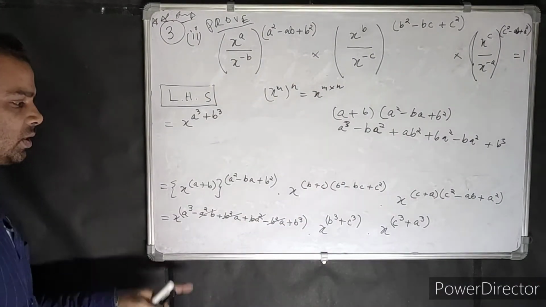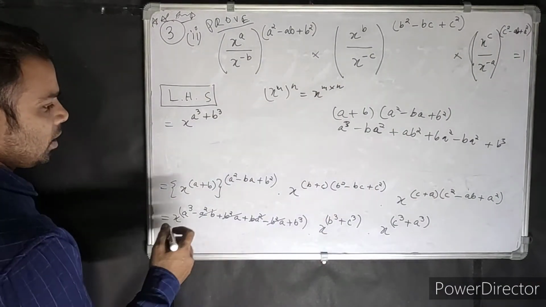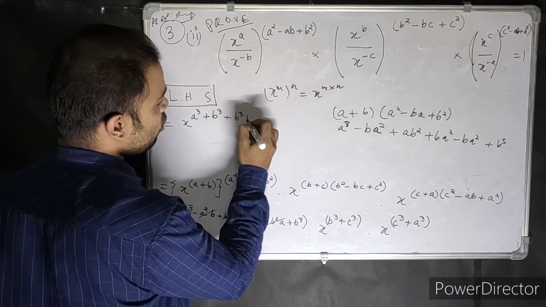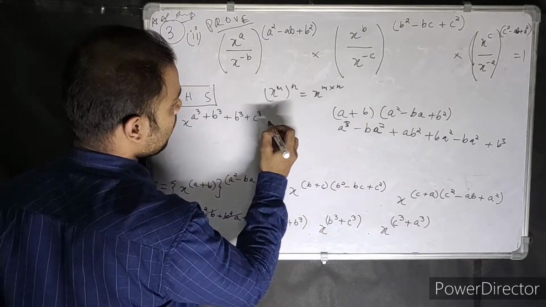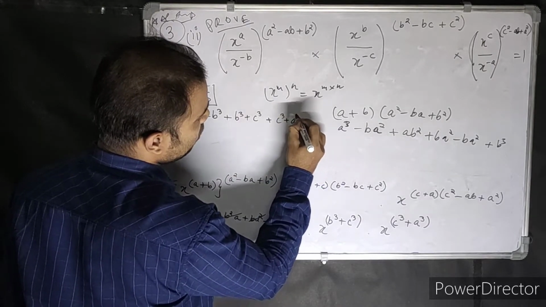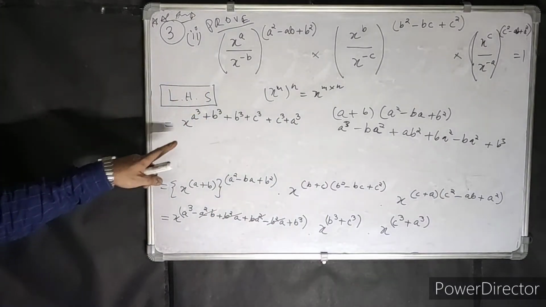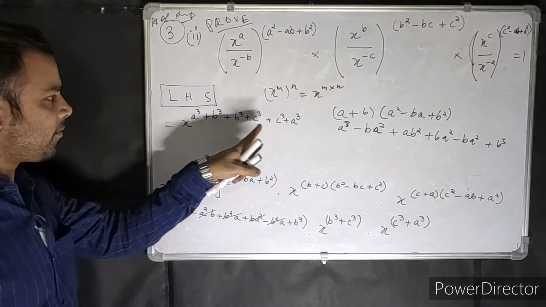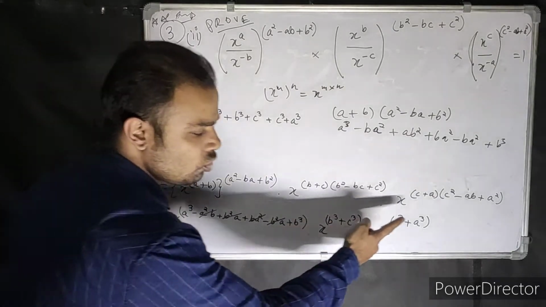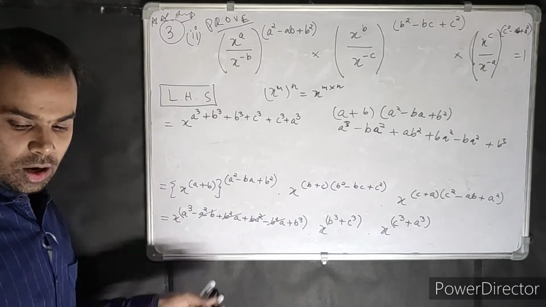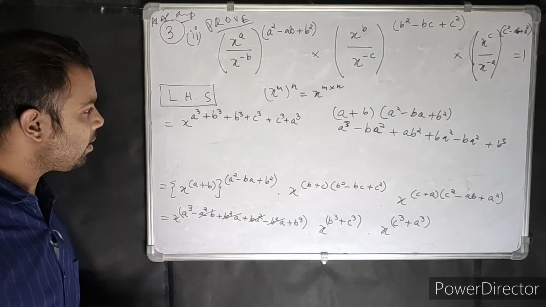So you cannot prove this equal to 1 because you see these powers are getting added up. Plus b cube plus c cube plus c cube plus a cube. If I add up the powers, then what happens? You're getting 2 of each term. This question has a printing mistake. You cannot prove this equals to 1.